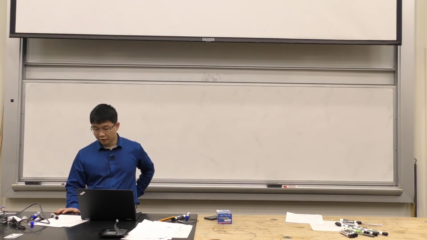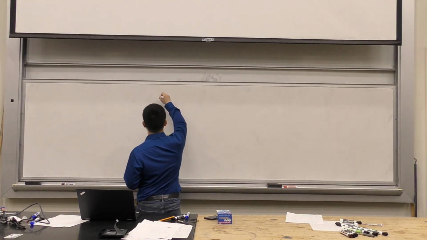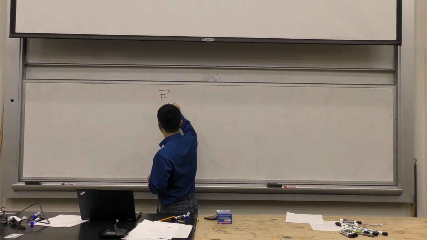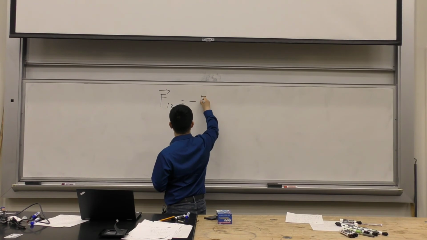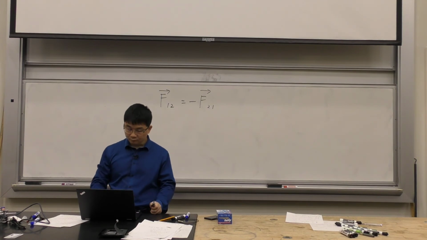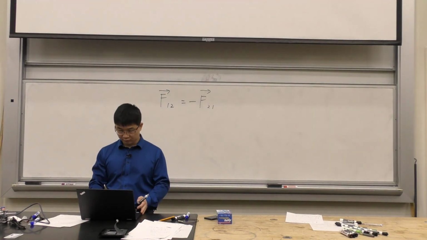A lot of people call it the action-reaction law. If you put it in equation form, I would write it this way: the force from 1 on 2 is always going to be the opposite of the force from 2 on 1. Now let's take a look at some real-life examples. Take a look at the examples on the second slide.